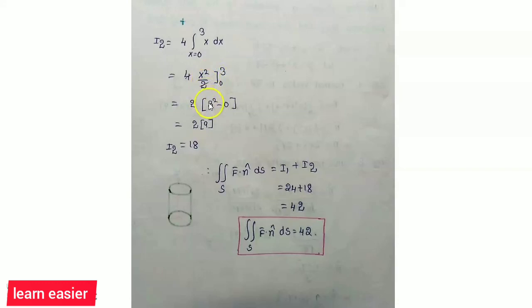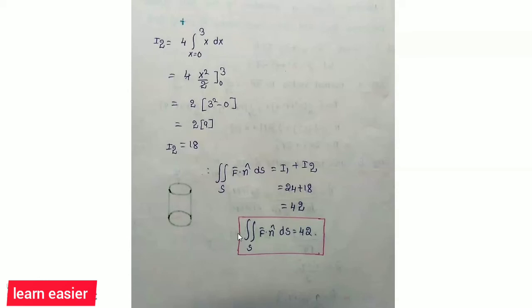X square is 3 square minus 0 square, which is 0. So we got 3 square is 9, so 2 nines are 18. So finally we got I2 is equal to 18. So the surface integral of the cylinder is I1 plus I2, so 24 plus 18, which is 42. Finally we got the surface integral of the cylinder, f bar dot n cap ds, is 42.